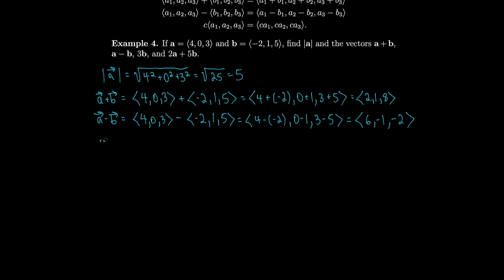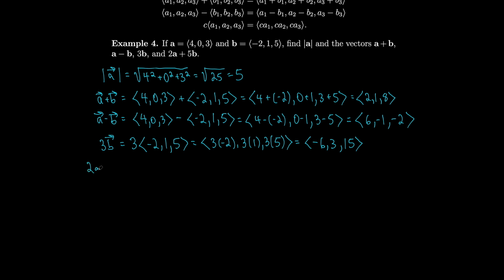Then we want 3 times b, so that's just 3 times -2, 1, 5. And I can move the 3 inside by our theorem, so that's 3 times -2, 3 times 1, and 3 times 5. So we get -6, 3, 15.